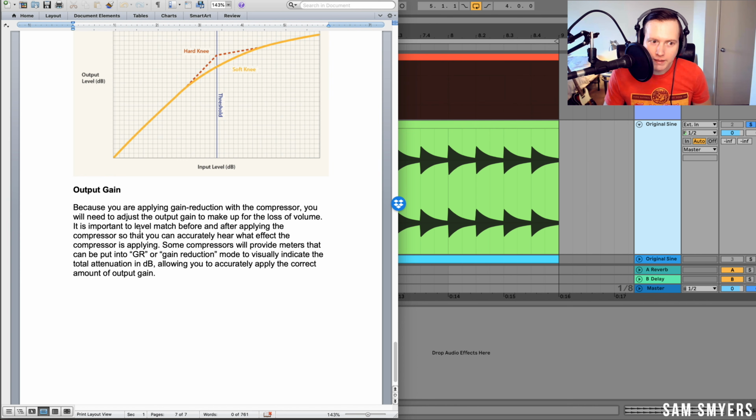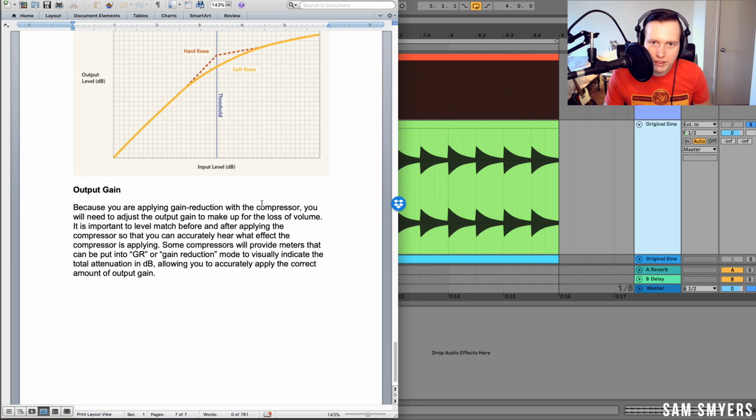Let's talk about output gain. Because you are applying gain reduction with the compressor, you'll need to adjust the output gain to make up for the loss of volume. It is important to level match before and after applying the compressor so that you can accurately hear what effect the compressor is applying.